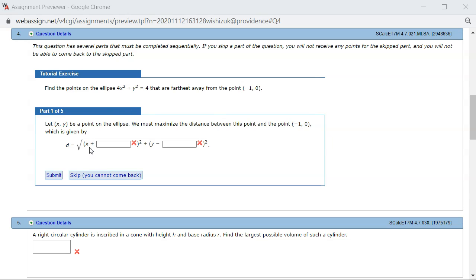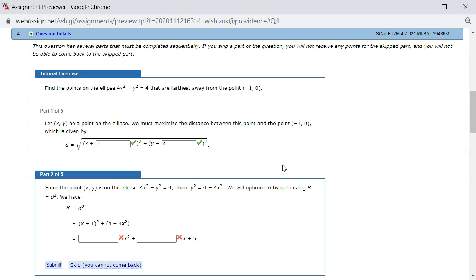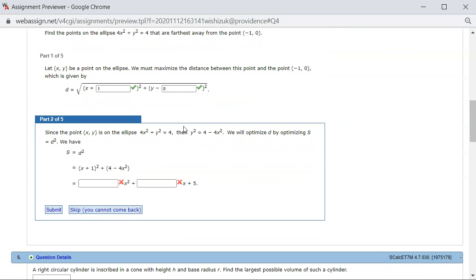So the distance is x minus -1, so it's going to be x + 1, and y minus 0, so it's just y there. Let's submit. All right, so we got that, and let's go to part 2. Since the point (x, y) is on the ellipse, you solve the equation for y squared, and we'll optimize d by maximizing d squared.